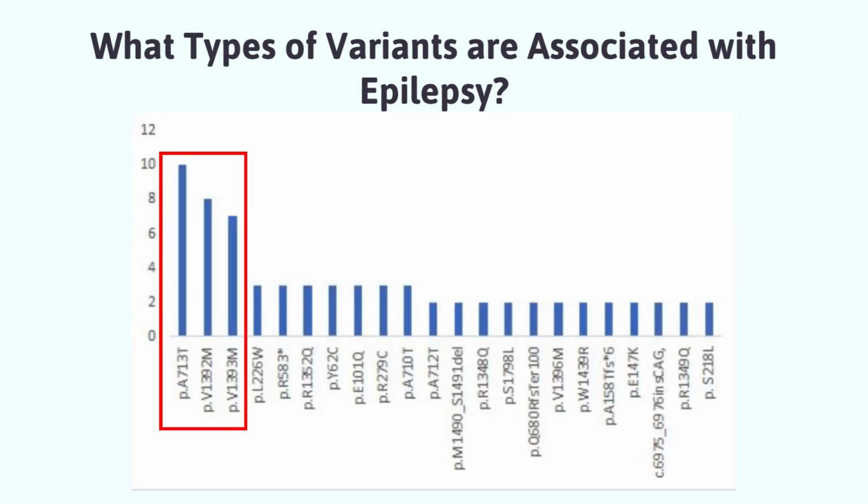While there were more loss-of-function variants linked to epilepsy than gain-of-function, the 3 most recurrent individual variants for epilepsy were A713T, V1392M, and V1393M, which are gain-of-function variants.